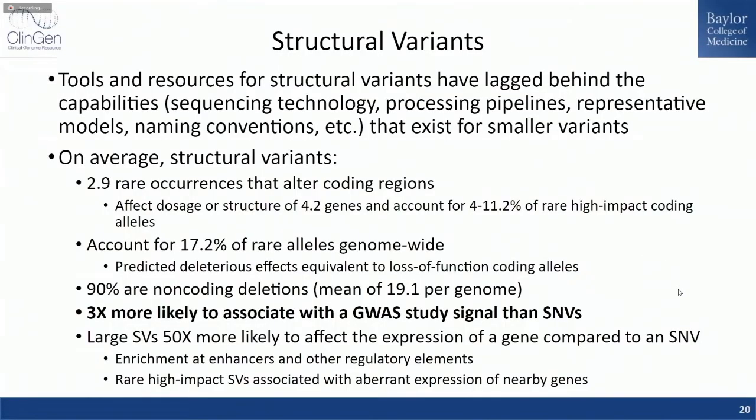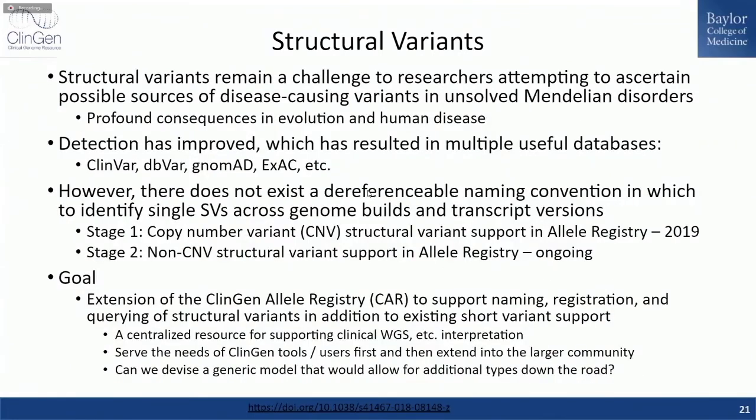And so briefly for structural variants, tools and resources for structural variants lag behind capabilities that we've seen for smaller variants. I have some stats here. I'm not going to get to everything, but on average, 2.9 rare occurrences at altered coding regions. And we've seen as we go forward that the lack of support for these entities accounts for about 17.2% of rare alleles worldwide, but 90% are non-coding, 3 times more likely to be associated with a GWAS study signal than SNVs. And these large ones are more likely to affect the expression of a gene compared to an SNV.